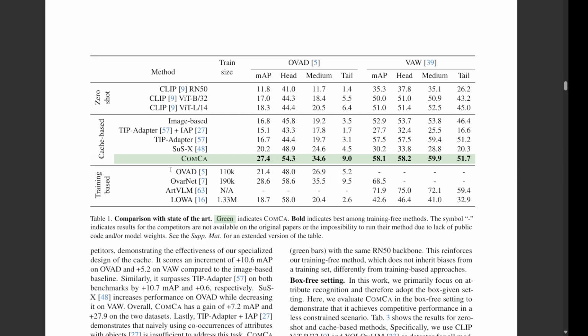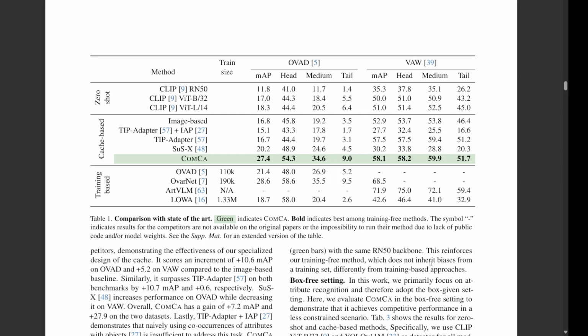First off, it significantly outperforms the standard zero-shot methods and other cache-based approaches like Rossi ED or tip adapter. We're talking noticeable gains on benchmarks like OVED and VAW. For example, on OVED, it got something like a plus 10.6 map boost compared to a basic image-based cache baseline. That's a big jump in this field. It really is. It translates to a much more accurate understanding of those subtle attributes.